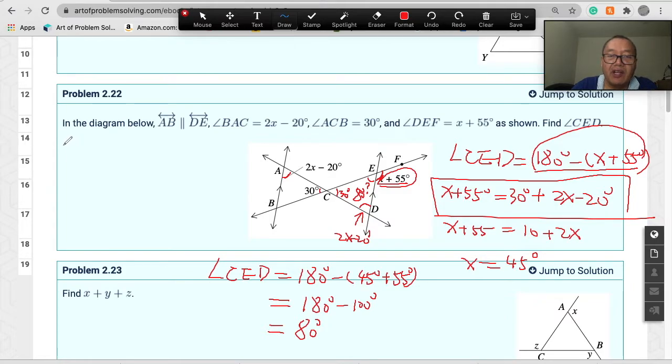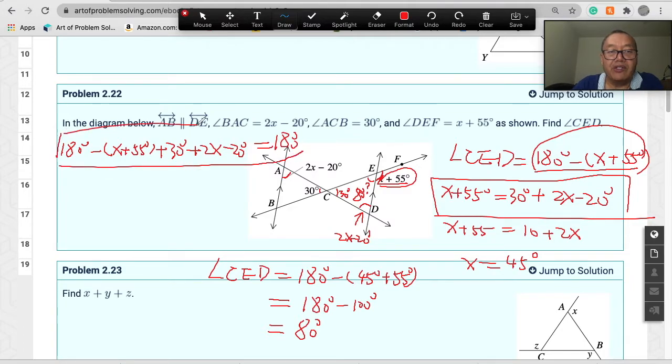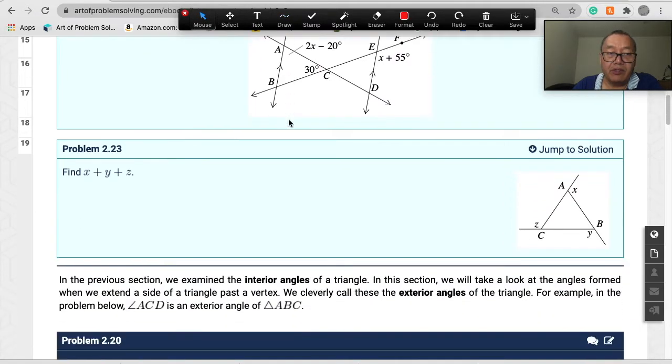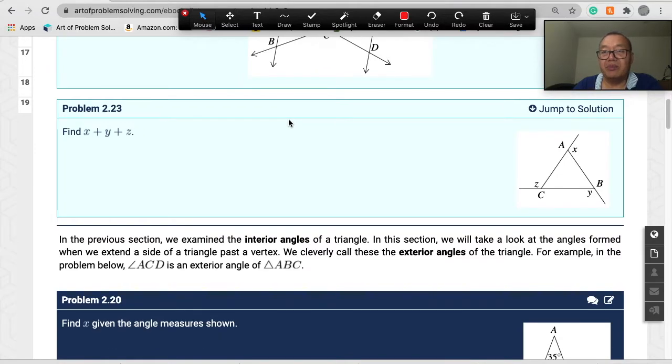If you do the other one, that will be like this: 180 degrees minus the quantity x plus 55 degrees, then plus 30 degrees plus 2x minus 20 degrees. This should equal 180 degrees. If you don't use the exterior angle, you get this. Compare this one with this. See, this one looks much easier. Okay, so you can see the exterior angle is very useful.